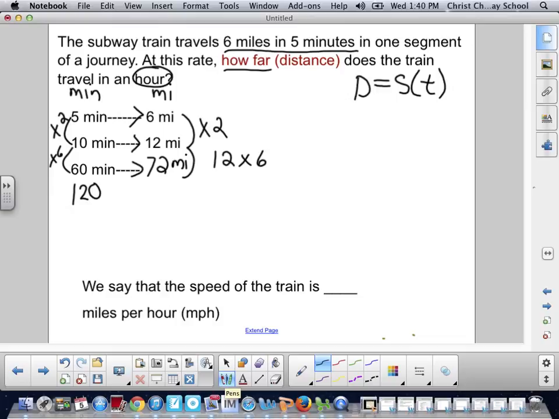Okay, well, I'd like to challenge you, and let's say that we want to figure out how far the train travels in 120 minutes. Go ahead and put the video on pause and go ahead and figure that one out.